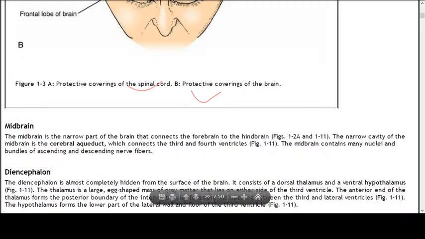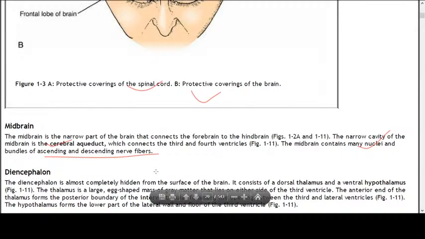Midbrain. The midbrain is the narrowest part of the brain that connects the forebrain to the hindbrain, and the narrow cavity of the midbrain is called the cerebral aqueduct, which connects the third and fourth ventricles. The midbrain consists of many nuclei and bundles, the ascending and descending fibers as well.